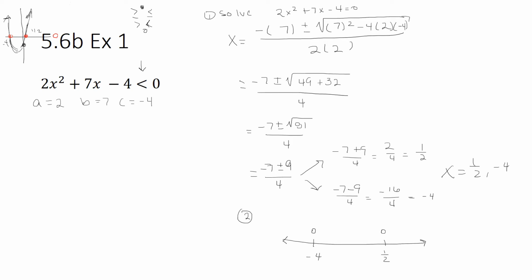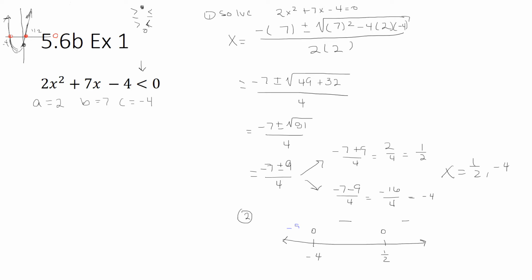So now what we're going to do is we're going to randomly pick some numbers in the three sections. So this section on the left, the one in the middle, and the one on the right. And they can be any numbers. Try to pick numbers that are easy to work with, like 0 or 1 or smaller numbers. You don't want to go crazy.